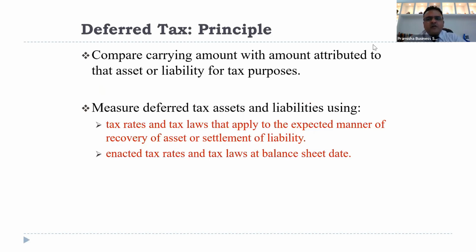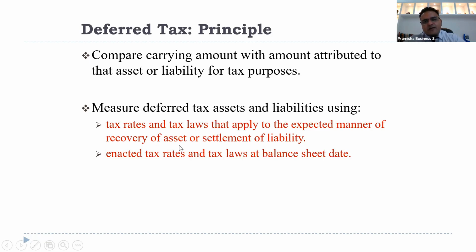Compare the carrying amount with the amount attributed to the asset or liability for tax purposes. IAS 12 talks only about the balance sheet approach, which is why it compares the carrying amount of an asset with the tax base of an asset, and the carrying amount of a liability with the tax base of the liability. We get the difference, apply the percentage on it, and get the DTA or DTL balance. Measure deferred tax assets and liabilities using the tax rates and tax laws that apply to the expected manner of recovery. How do we plan to recover it?